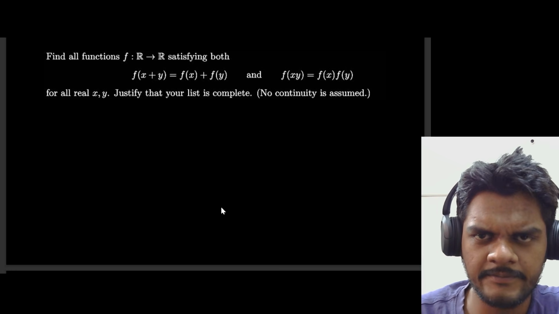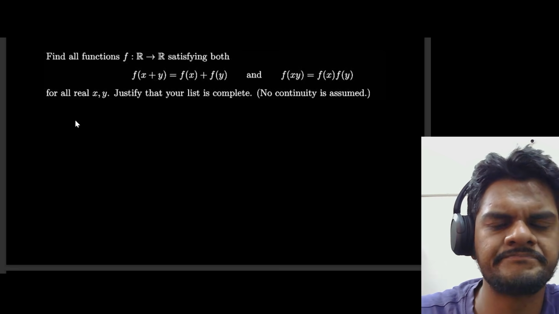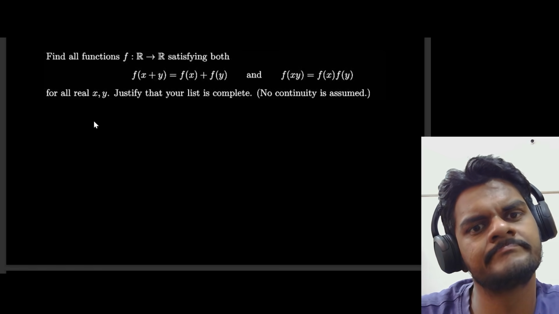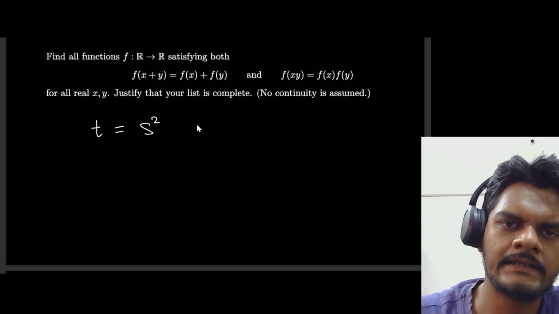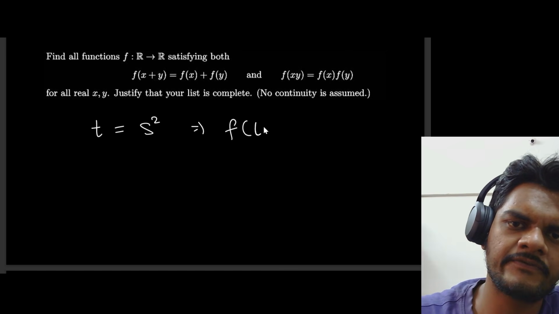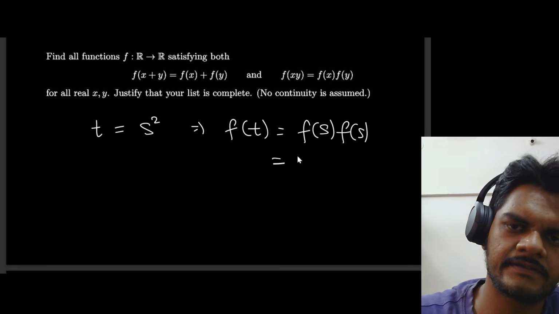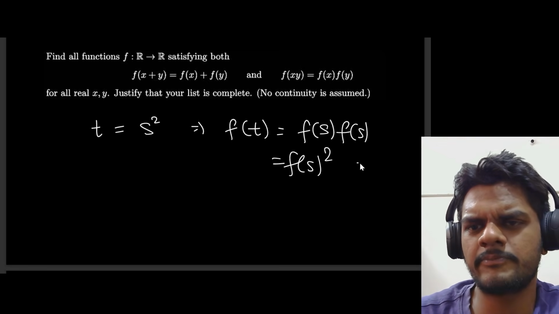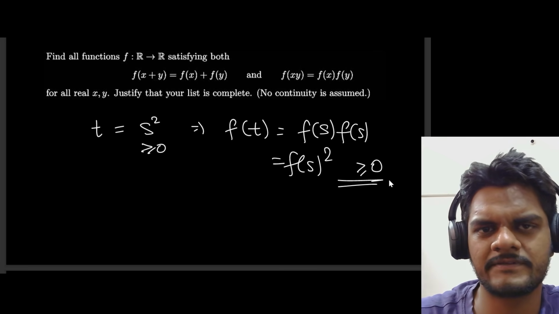Okay, I want to observe something first. If I have t equal to s squared, that means f of t is equal to f of s into f of s, which is f of s squared, which is positive. Whenever this is positive, this is positive.